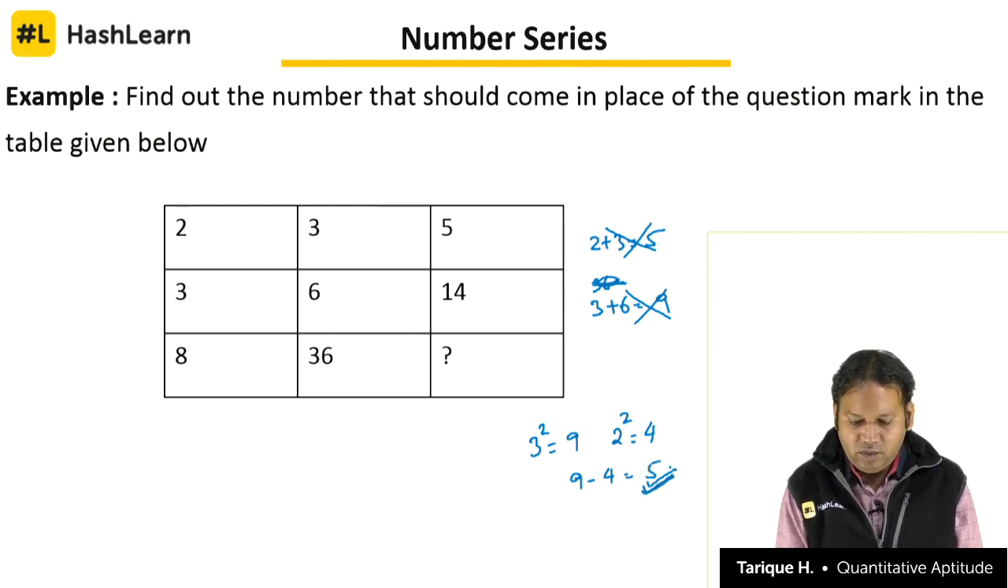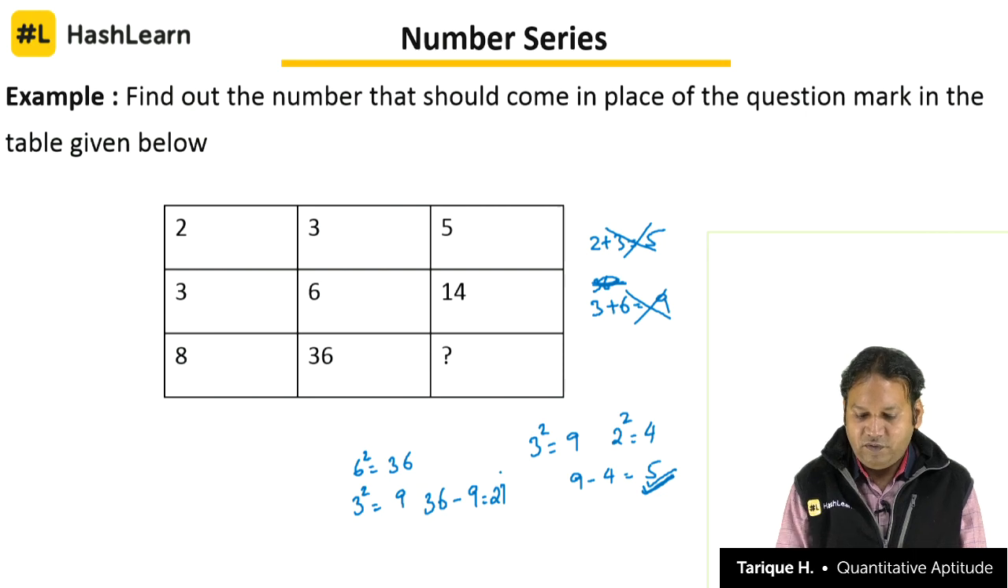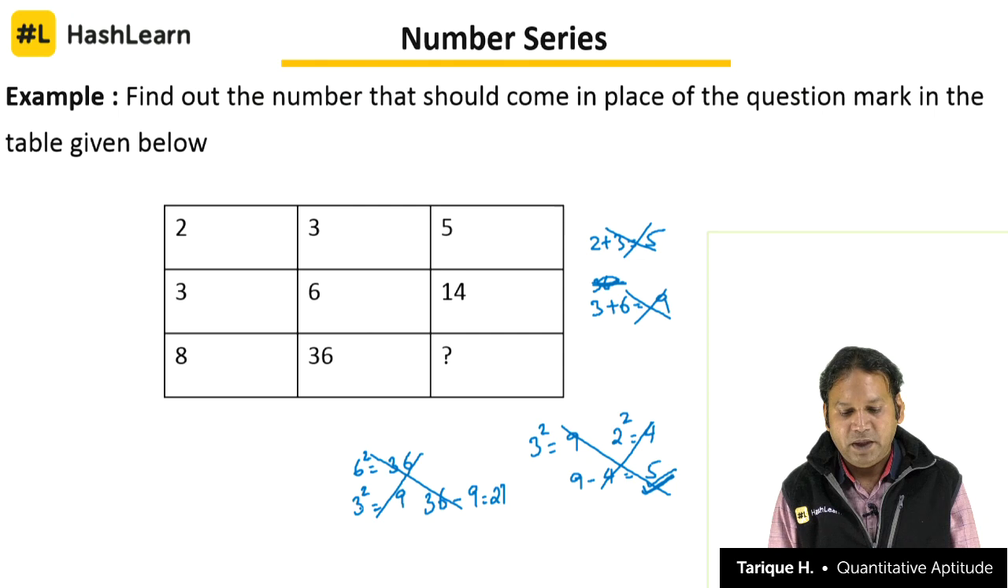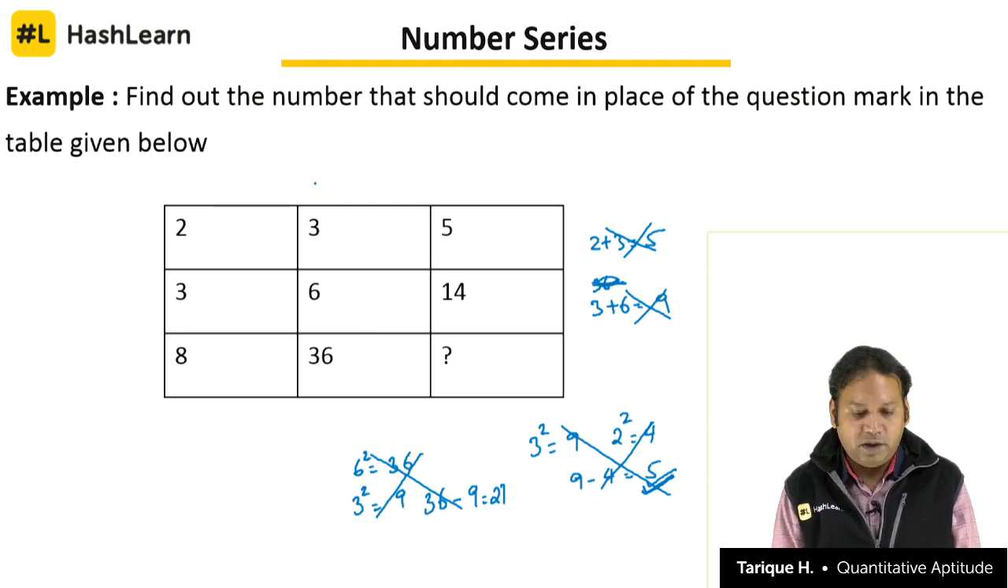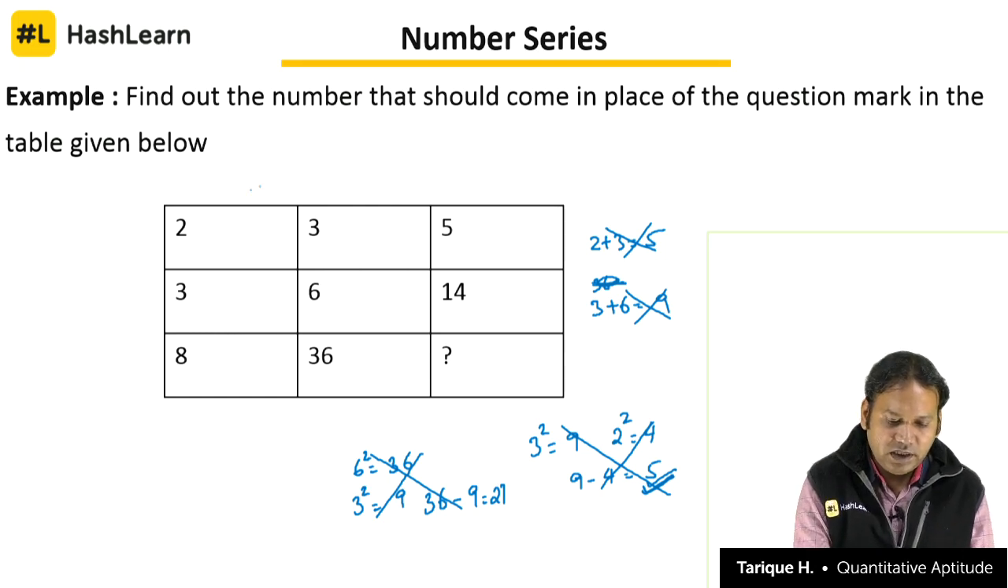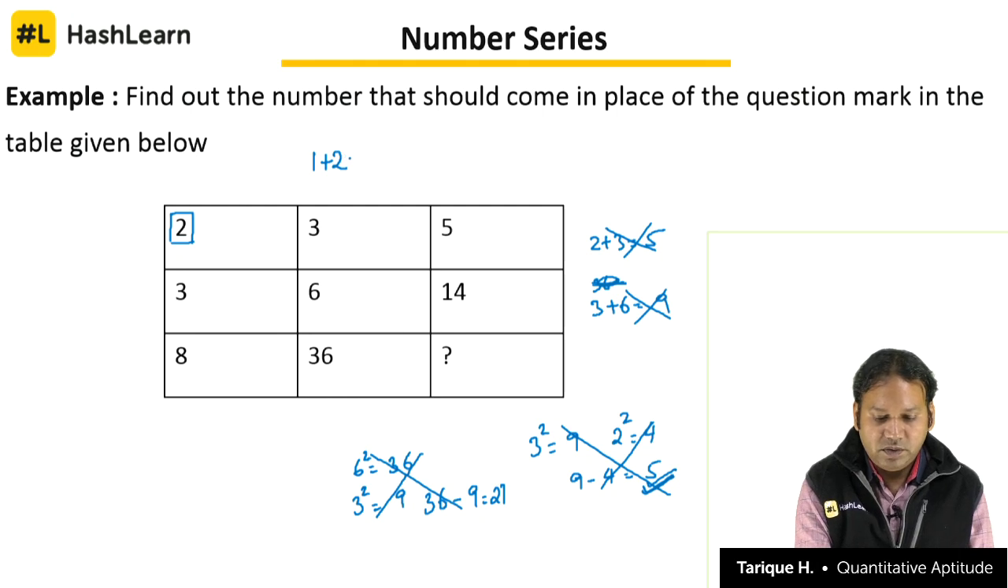Okay. What is 6 square? So 6 square is 36, and what is 3 square? 9, and 36 minus 9 is 27, not 14. So again that's not going to work out. Okay. So what else could be there? So first number is 2. 2 plus 1 is 3. That did not work out. But you see here the first number is 2. If you add 1 plus 2, what do we get? 1 plus 2 is equal to 3.